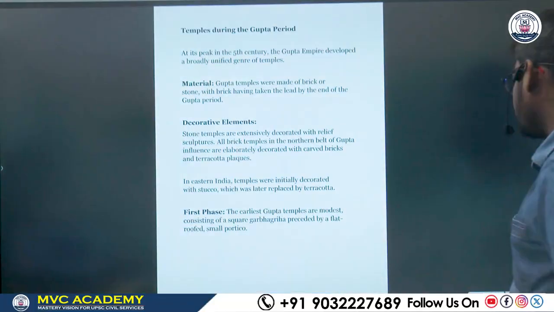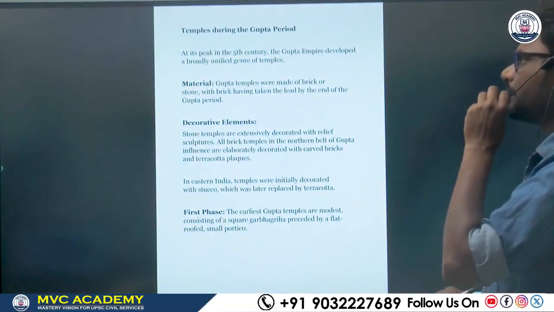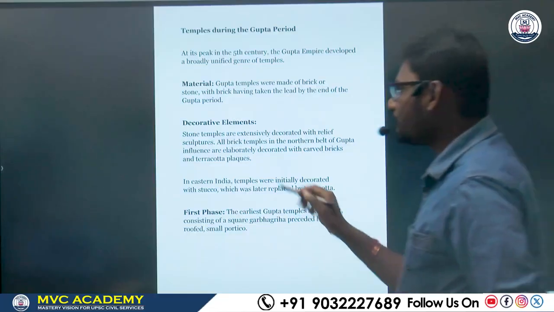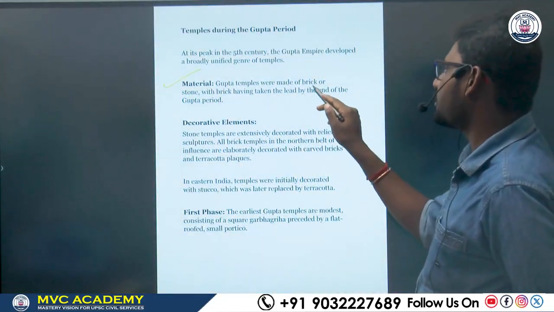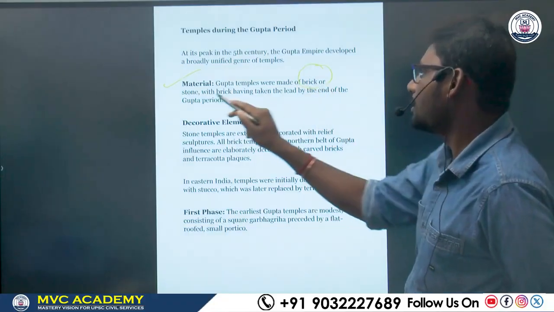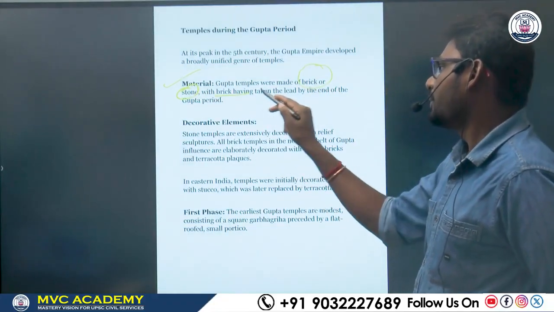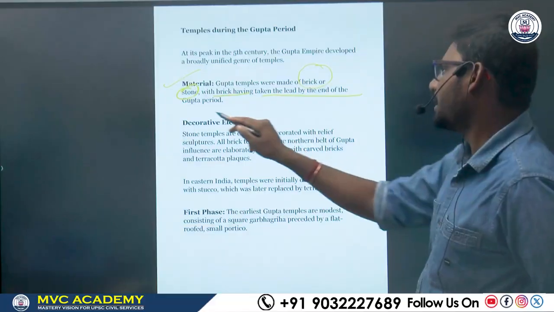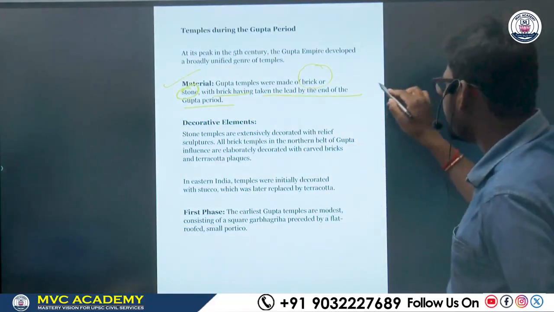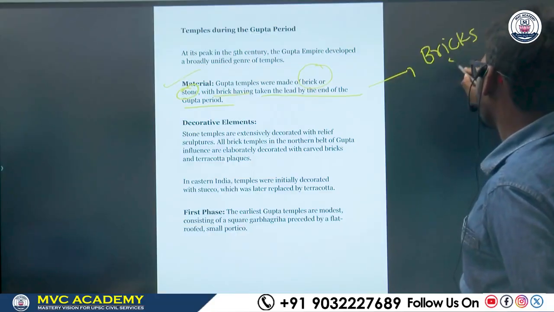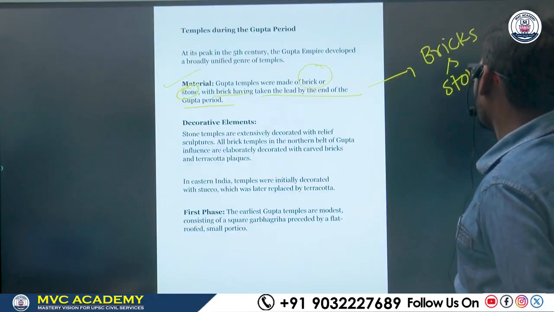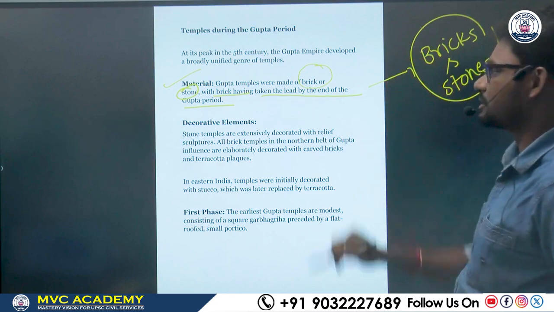Next, temples during the time period of the Guptas. So what was the material used during the time period of Gupta? Gupta temples were made of brick or stone, with brick having taken the lead by the end of the Gupta period. The materials used were both bricks and stones during the time period of Guptas.